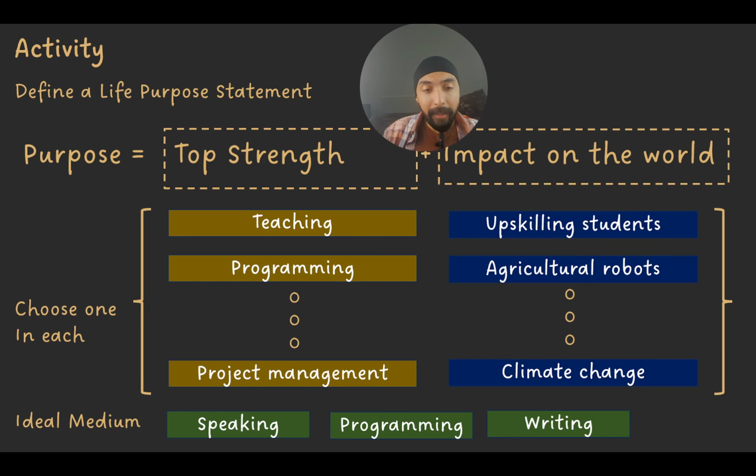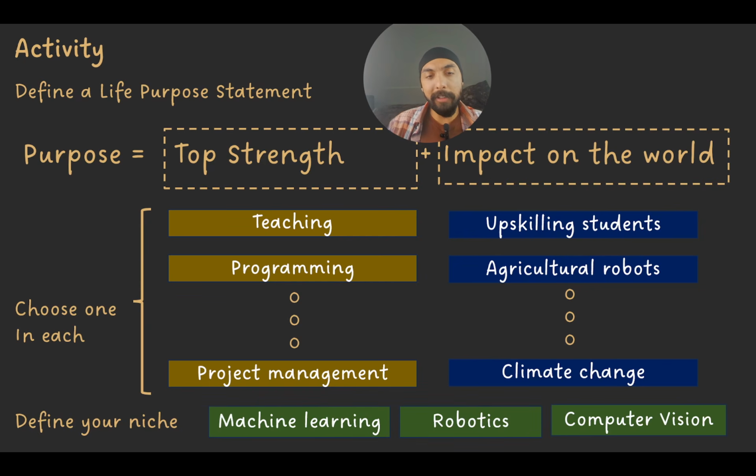And what is your ideal medium? Is it speaking, programming, and writing? And I've talked about this in one of the previous slides. And you also have to define your niche. Is it machine learning, robotics, or computer vision? Because even if it is teaching, you can become a generalist teacher, or you can focus down on one specific subdomain.